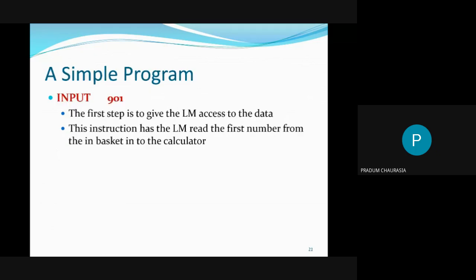One more thing here: in the input instruction, the Little Man will take whatever number is input to the in basket and type it on the calculator screen. That is very important. He takes the number, copies it in his own notebook or something, comes back to the calculator, and writes the number which we have input onto the calculator screen. That completes the input instruction: fetching the input number from the in basket, carrying it to the calculator screen and writing that number there.